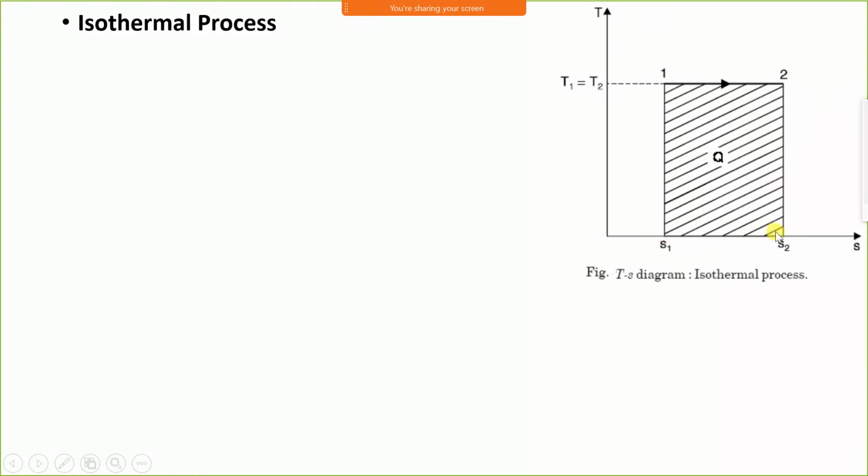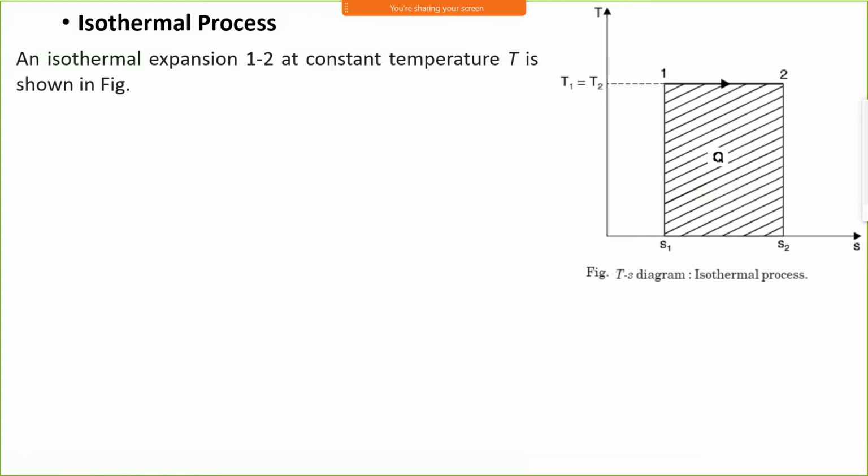Means length into breadth. The length is S2 minus S1 and the breadth is temperature. So T (S2 minus S1) is the area under the curve, and the area under the curve is Q. Therefore, Q is equal to T (S2 minus S1). We can calculate easily. But already we have seen Q for the isothermal process. For an isothermal process, since the change in temperature is 0, the change in internal energy is 0, therefore Q is equal to work done. For an isothermal process, heat transfer is equal to work done.